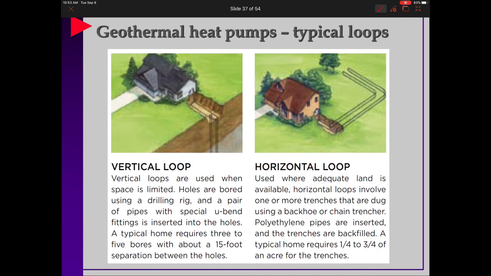And in the vertical loops, what we simply do is we come in with a drilling rig and just burrow down into the ground. Most of those rigs will go 150 to 200 feet deep for every vertical loop. It's a good way to do it, but again, that's probably the most expensive of all the loops.